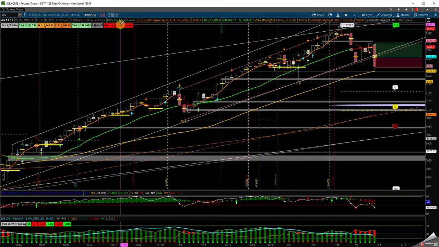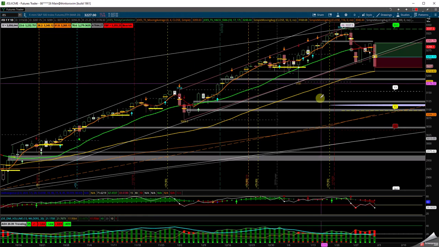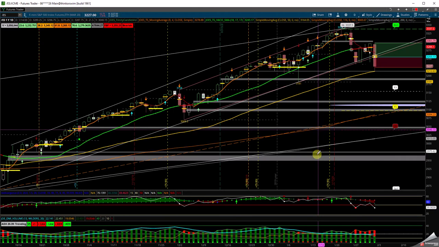We have 10 virgin control points. This is what we call VPOCs that we never revisited. As well, we have 1, 2, 3, 4, 5, 6 gaps, which were never filled from November 6th.